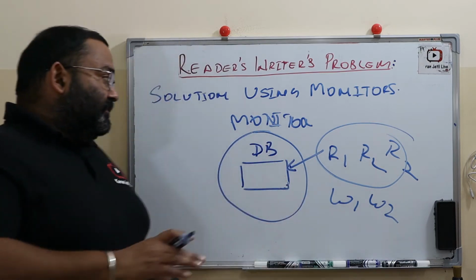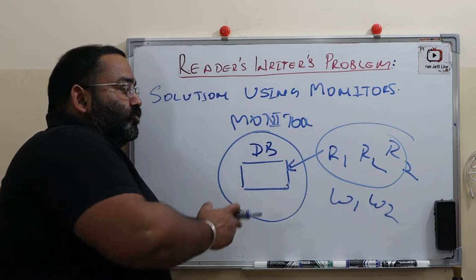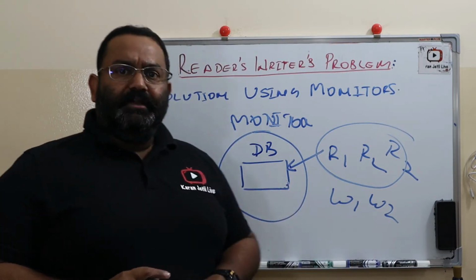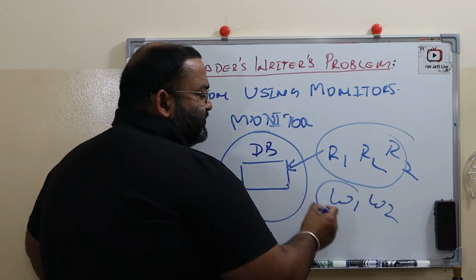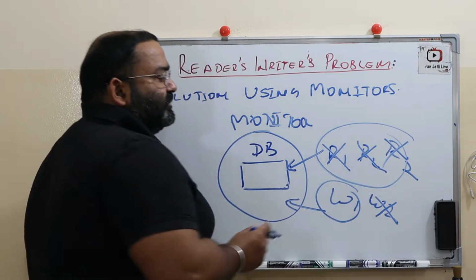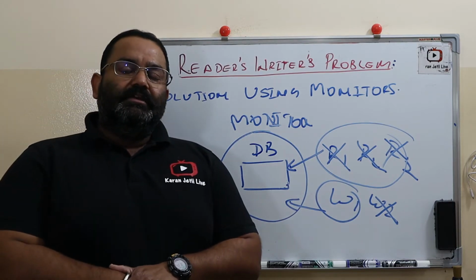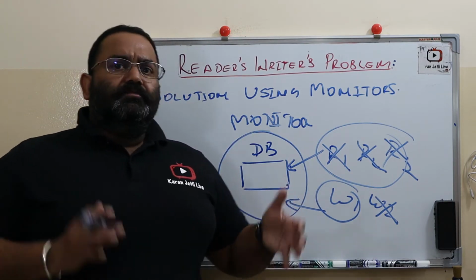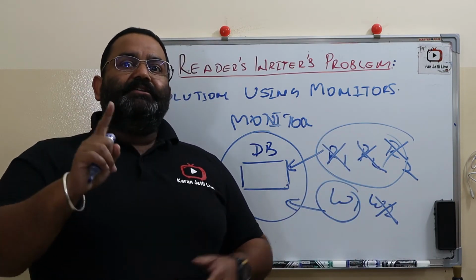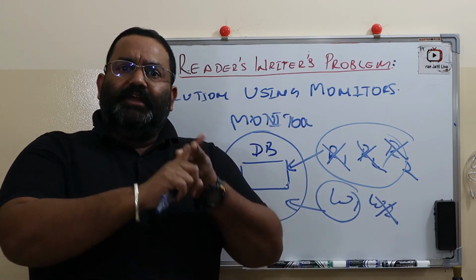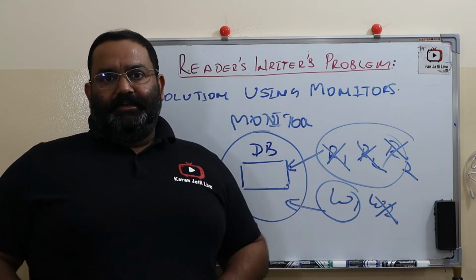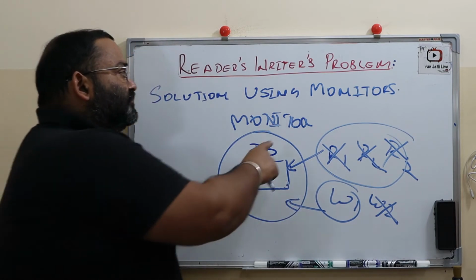But when a writer wants to write to that database, only one writer can access the database at a time. So if W1 is accessing the database, then there should be no reader or no other writer accessing this database. So multiple readers can read the data at the same time, but at a time only one writer will write, when there is no other writer writing on the database and no reader trying to read the database. And this can be implemented using a monitor.